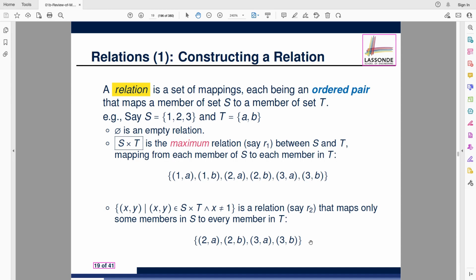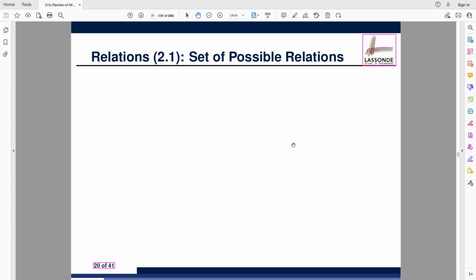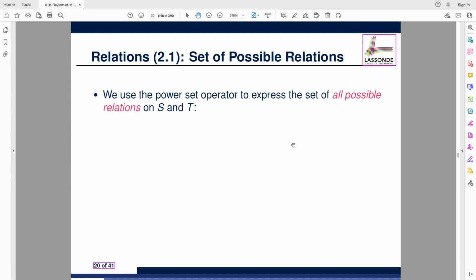So we can now talk about relations. All right, the next one. We're going to use the power set operator to express the set of all possible relations on S and T. Why? That's something we need to understand very well.